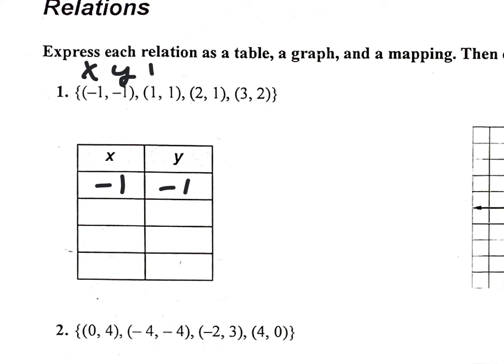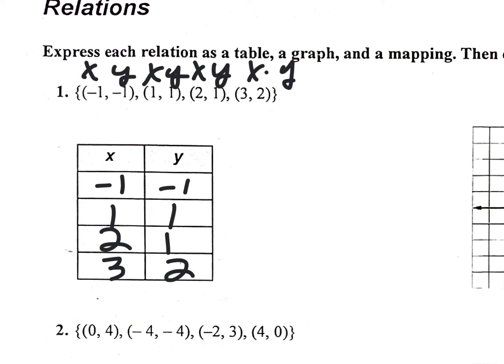My next ordered pair, same thing, X and Y. We've got 1 and 1. My next X and Y is going to be 2 and then 1. And finally, my last X, Y is going to be 3 and 2. So you're literally just taking those ordered pairs and putting them right into the table. Any questions, comments, concerns about where the table came from? A lot of y'all are already right on top.